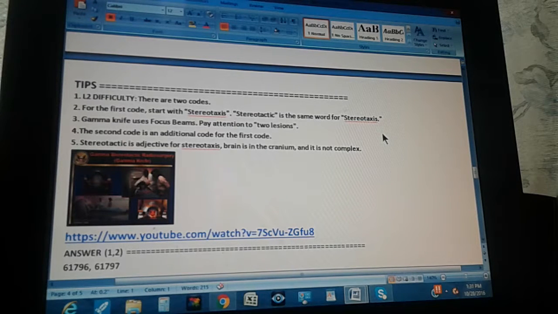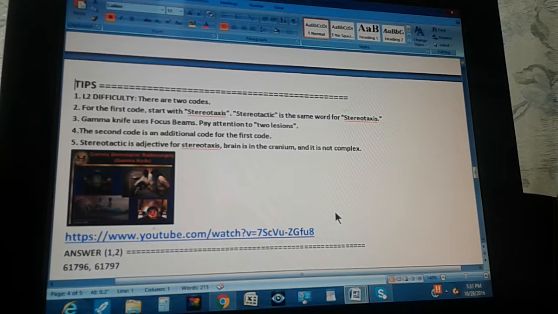And the 5th tip: stereotactic is the adjective for stereotaxis, the same as in number 2. Cranial means in the cranium. The brain is in the cranium, so if you see cranial, they're talking about something in the brain. And it is not complex. It has to say complex if you want to choose complex, but since it doesn't say complex, you go by the default. What is the default? Simple.